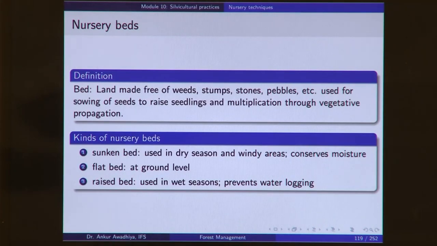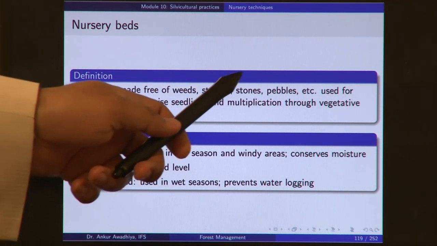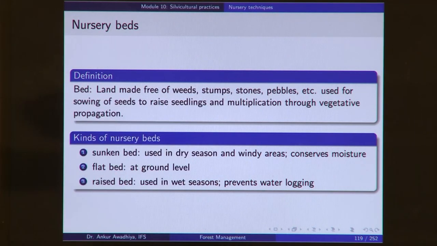Now in these nurseries we make beds. What is a bed? A bed is defined as a land made free of weeds, stumps, stones, pebbles, etc., used for sowing of seeds to raise seedlings and multiplication through vegetative propagation. What we are saying here is that land will have a number of inert materials, many of which will not be useful or may even be detrimental to the growth of seedlings. If you prepare your land in such a manner that you have removed all these detriments such as pebbles, stones, stumps and so on, then this prepared land is known as a bed.